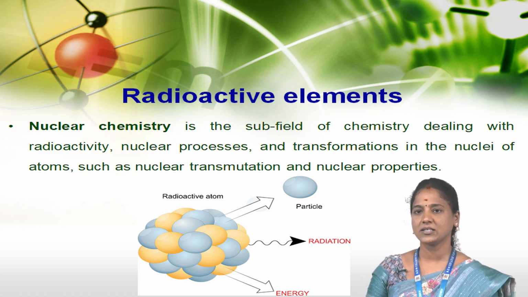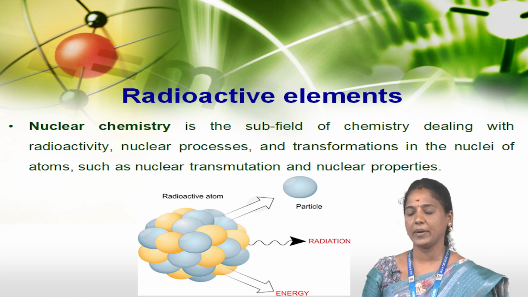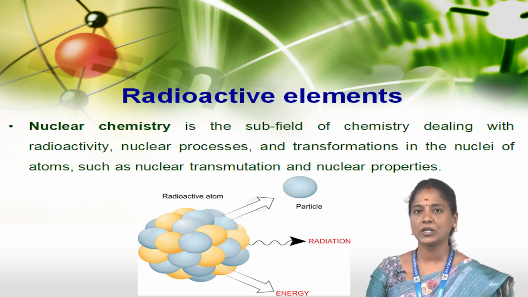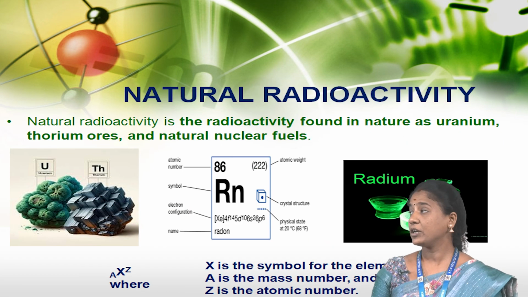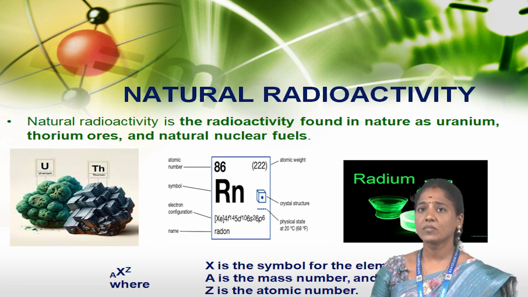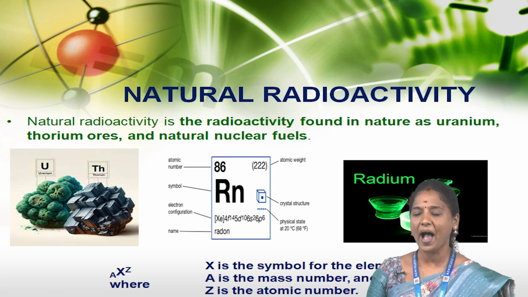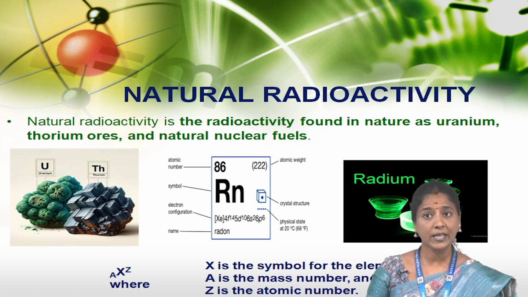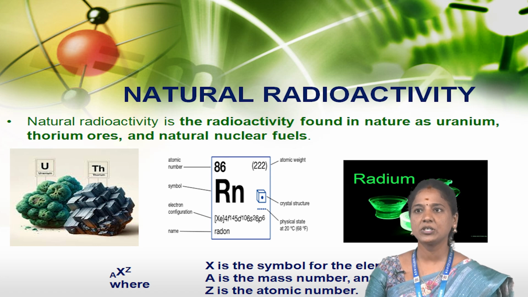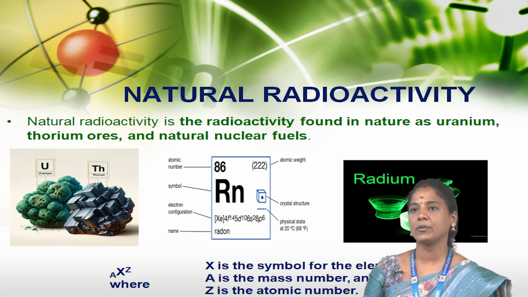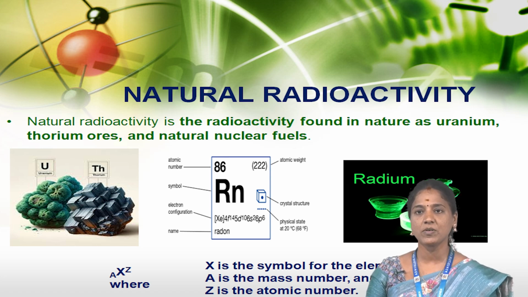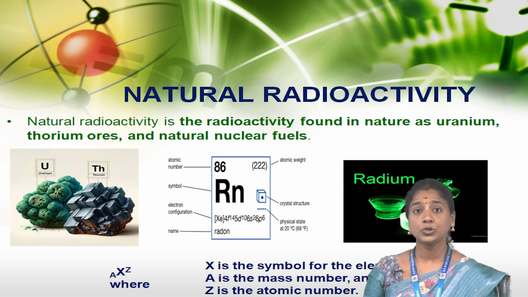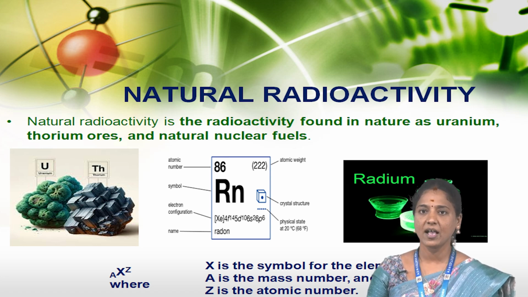An important area is the behavior of objects and materials after being placed into a nuclear waste storage or disposal site. Next one, natural radioactivity. Natural radioactivity is the radioactivity found in nature, as in uranium, thorium ores and natural nuclear fuels. The radioactive waste is produced during mining and ore milling, and the waste mostly contains natural radioactive substances such as uranium, thorium, radium, radon, etc.